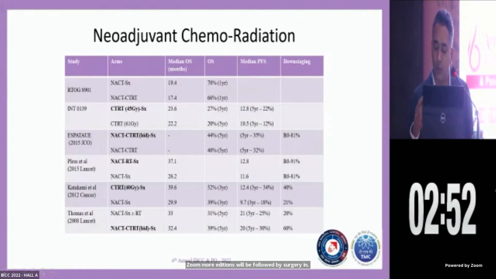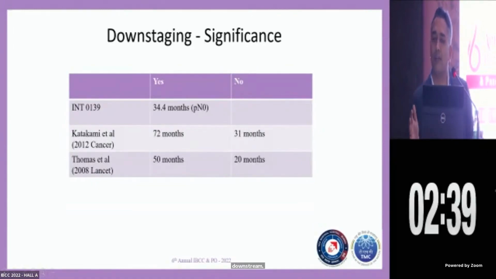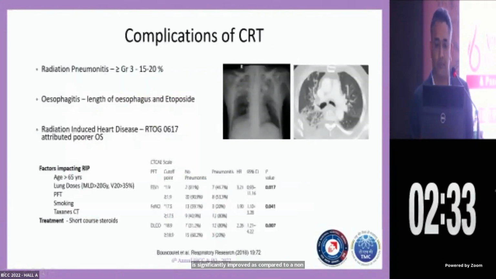I've spoken to a lot of European colleagues, and they have said that they do practice neoadjuvant chemoradiation therapy, but it differs according to institute. Now, we all know the importance of downstaging. Even if you have a pathological complete response, the overall survival is significantly improved as compared to a non-pathological complete response or an incomplete resection.